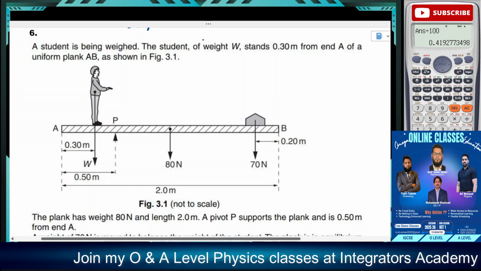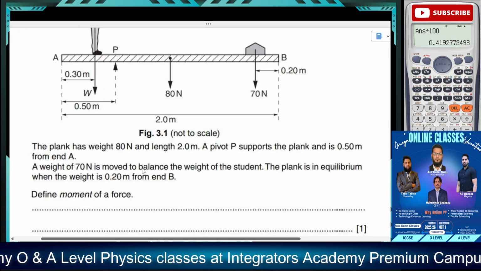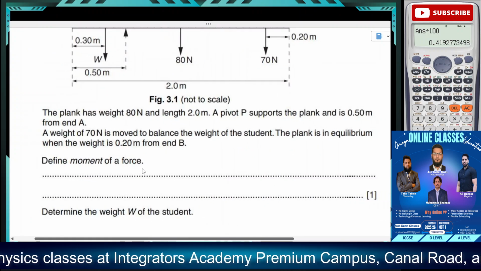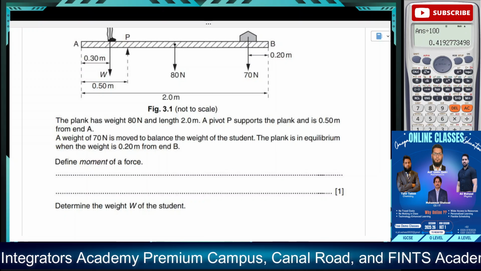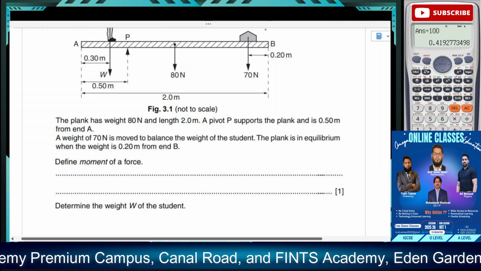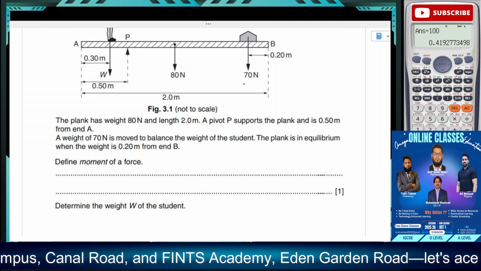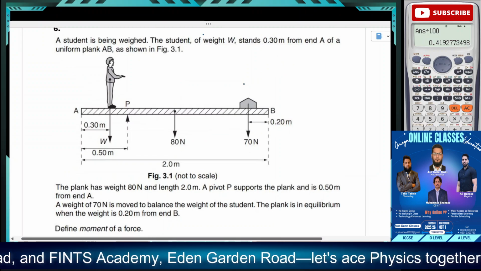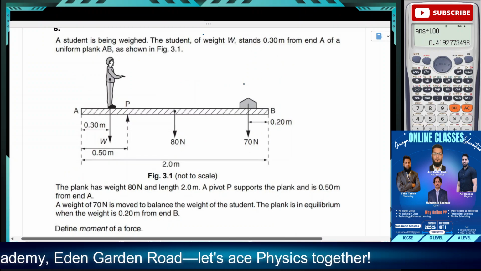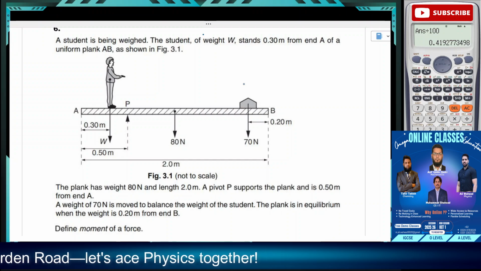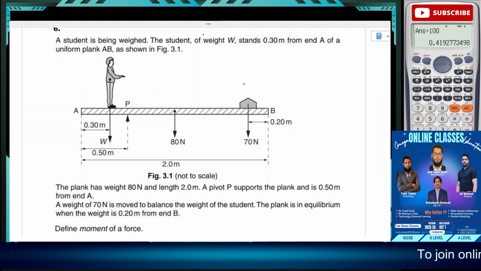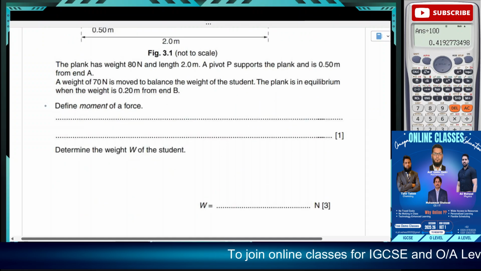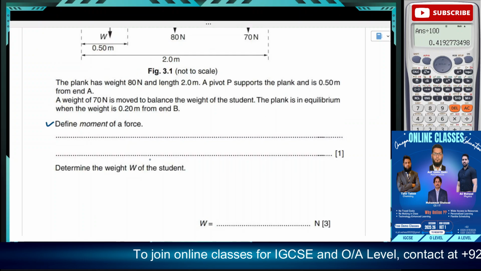So let's move on to the last one. Define the moment of force. So moment of force is defined as the product of force and perpendicular distance from the pivot. And if you want to be more precise, you can say the product of force and perpendicular distance between the line of action of force and the axis of rotation. Anyway, let's move on to the next one. Determine the weight of the student for 3 marks.